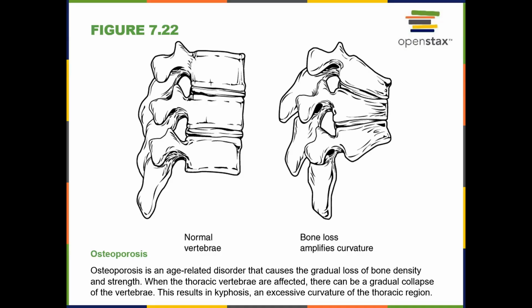We can see the example here of the effects of osteoporosis on the thoracic vertebrae, where there's normally a curvature to the vertebral column in the thoracic region to help support the weight of the upper body. That weight can lead to compression of the vertebral column and exaggerate the curvature of the thoracic region, a condition known as kyphosis or hunchback, which is more common in individuals with osteoporosis.